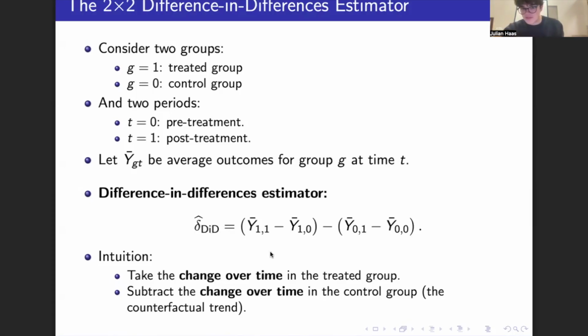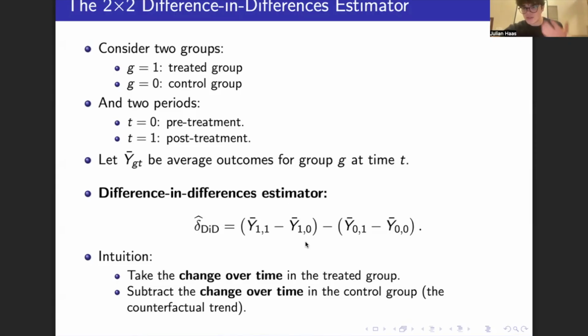And our diff and diff estimator is just going to be taking the difference between the difference pre and post for the treatment group and the difference pre and post for the control group. That's it. That's all the estimator is doing. We're just subtracting two entities together, right? We're taking the difference between two other differences.